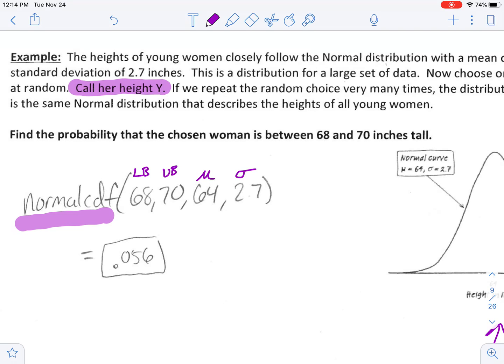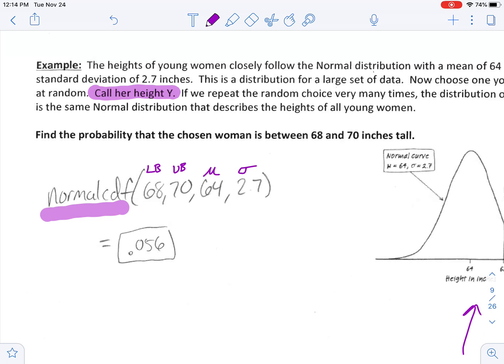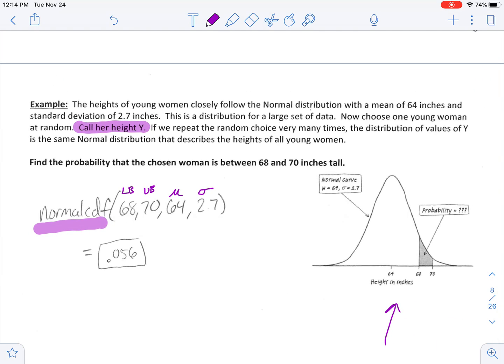So this is nothing new, sigma and mu, okay? And if you do that simple calculation, you get 0.056. So what does that mean? If we picked a random woman, a single random woman from this distribution, we would have a 0.056 or 5.6% chance that the person is 68 inches to 70 inches tall, okay? Again, inclusive kind of, right? It's including 68 and 70, but those are infinitesimally small since we have such a large set of data. Okay, this is thousands and thousands and millions of people we're talking about.